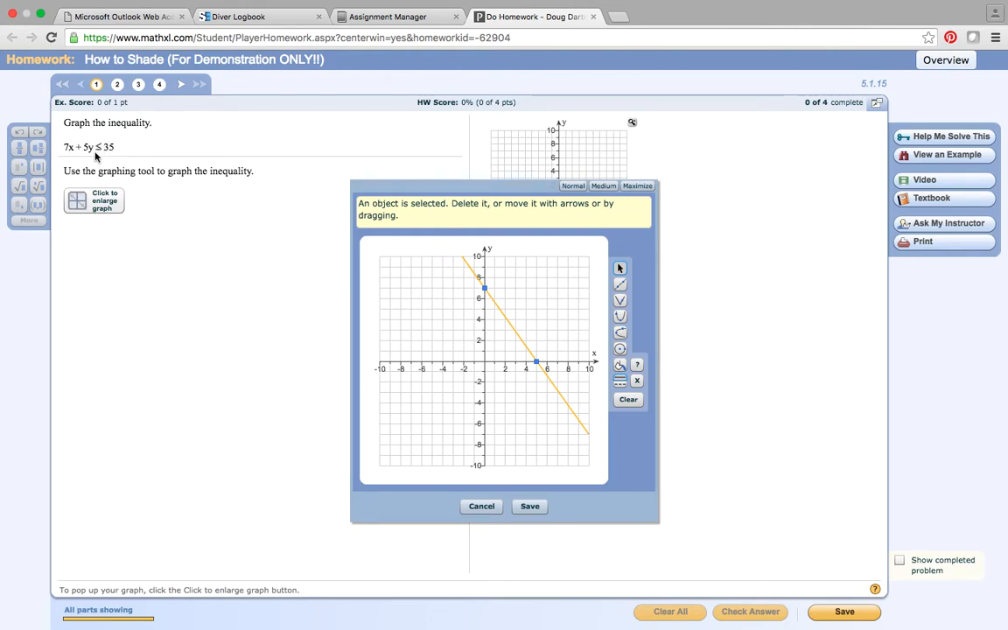Now I get to shading, and what I want to do is I know that this is less than or equal to, so chances are the part below the line is going to be the solution. Now if you're very careful, cautious in nature, you may want to choose a test point. I would choose the test point 0, 0 because it's easy to do math with. So if I put a 0 in here and a 0 in here, I get 0 less than or equal to 35, which is a true statement.